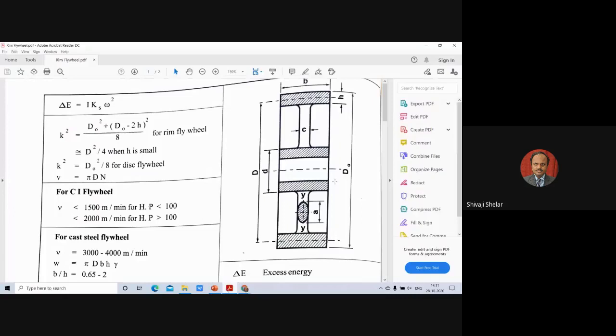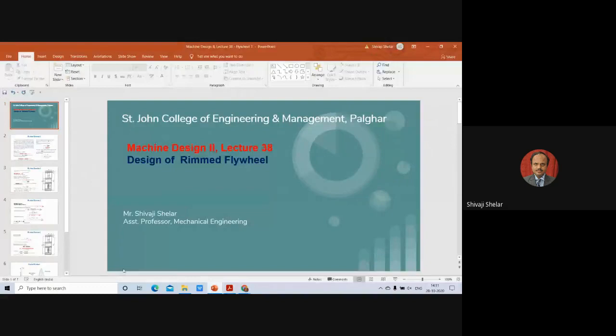So we are going to design such type of flywheel in application. So to consider the application, you can use the data from that problem and you can start designing. So let's go to the problem statement first.